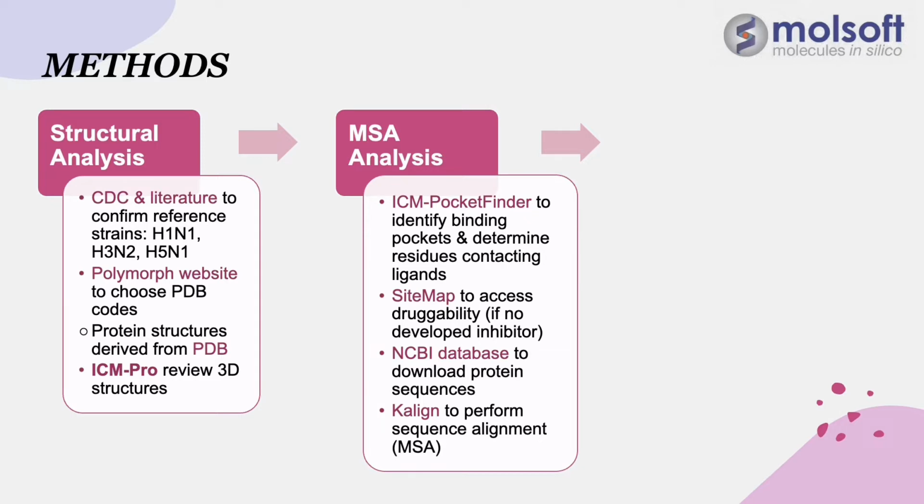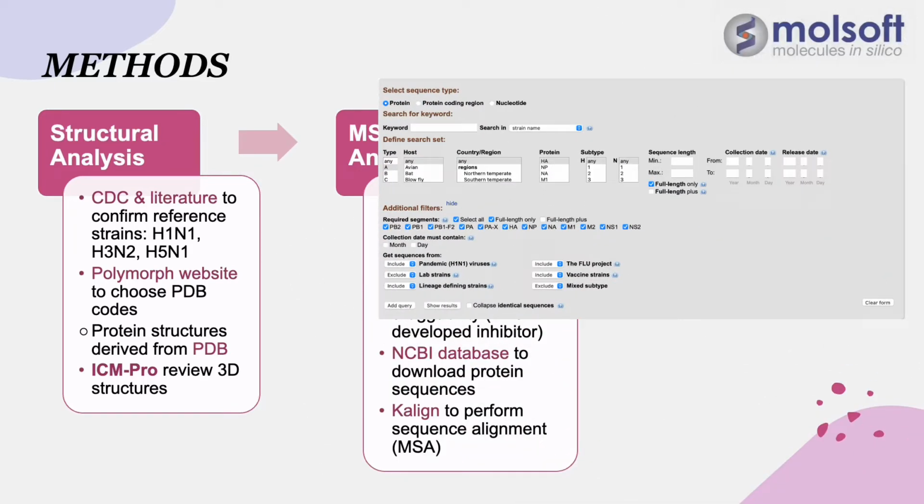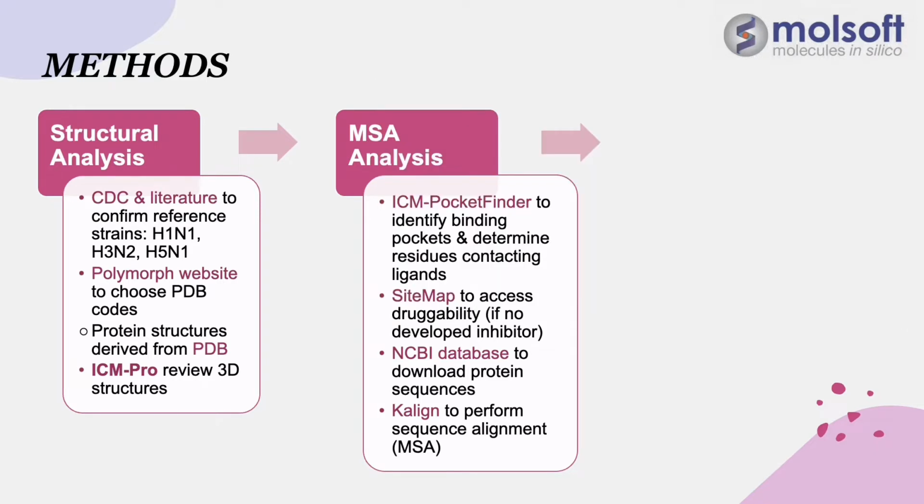Next, I conduct various computational assessments for genetic diversity analysis. The protein sequences of all type A influenza strains were downloaded from the NCBI database, because the goal here is to prioritize strategies for pan-influenza drugs. Then, the multiple sequence alignment was performed using the program Kalign, a tool for rapid multiple sequence alignment of thousands of protein sequences.